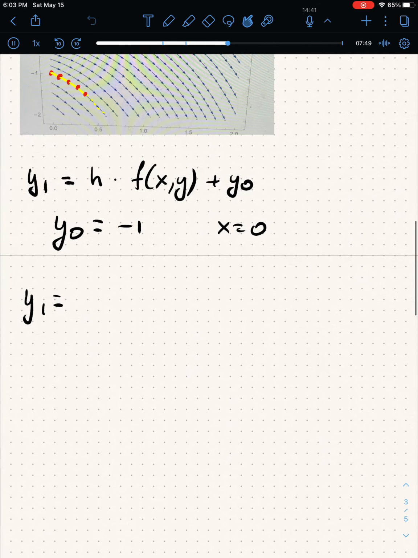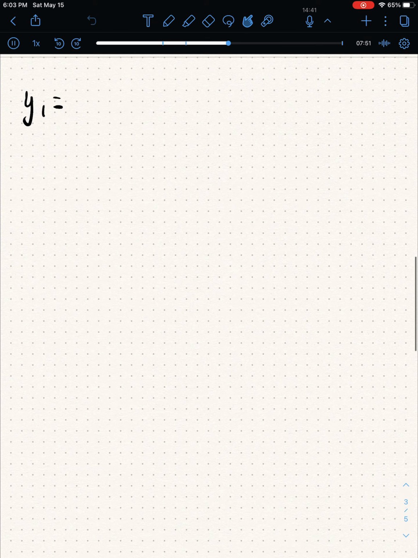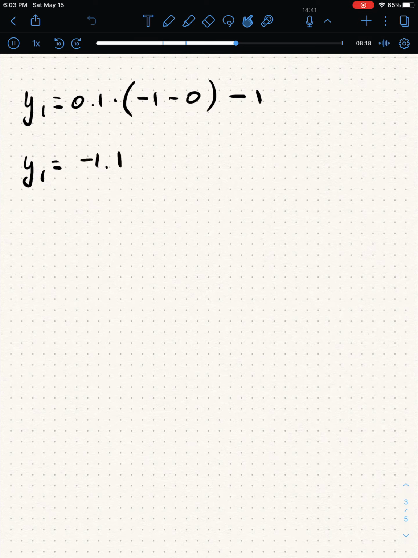y1 equals our step, which we know is 0.1, times our slope function, which is y, -1, minus 0, minus 1. Now, if we do the algebra, do the calculations, we should get that our y1 should be equal to -1.1.